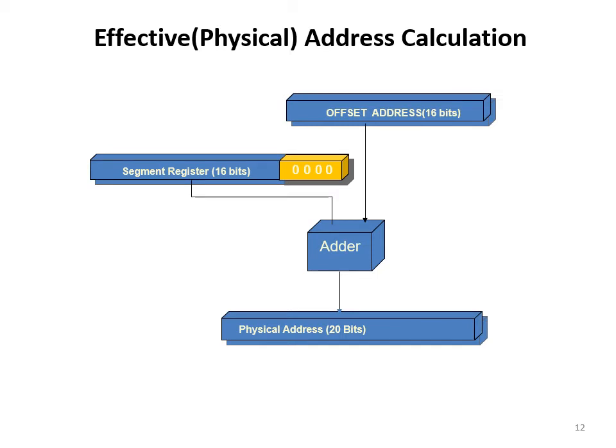So just left shift it by 4 bits. So your LSB, the 4 bits from the LSB side, will become 0 bits. Sorry, the MSB side will become 4 zeros. And after this, corresponding to each segment register you have an offset register. That value will be taken and added. So when you add 20 bits plus 16 bits, you will get a 20-bit effective physical address.